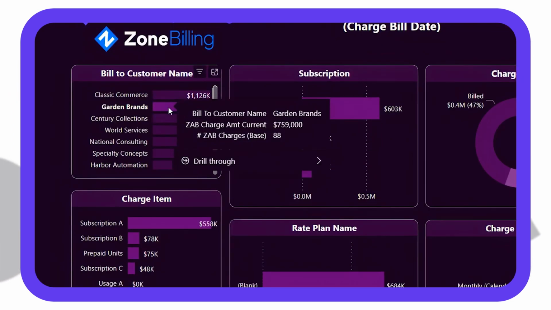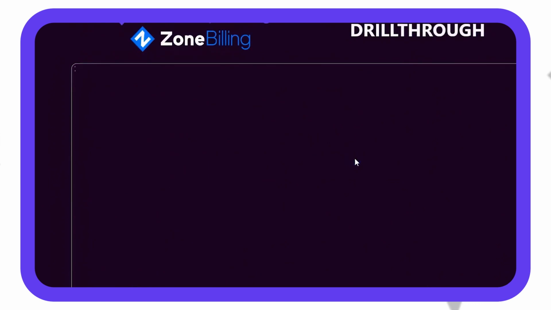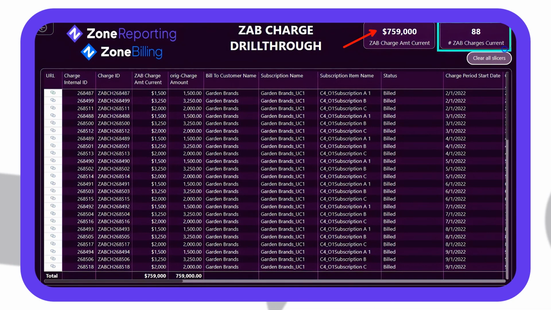This also allows me to drill through. So if I hover over, I can drill through into the charge detail and see of that amount, what are those charges, 88 of them, and here's some detail, including a link back to NetSuite so I can drill all the way through into the charge record back in my ERP.